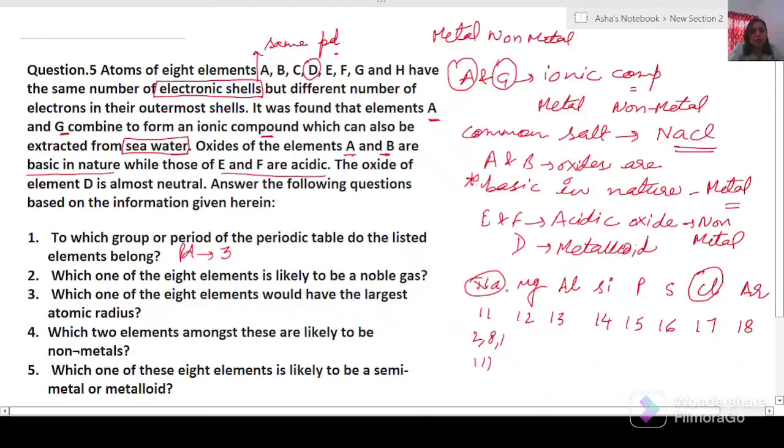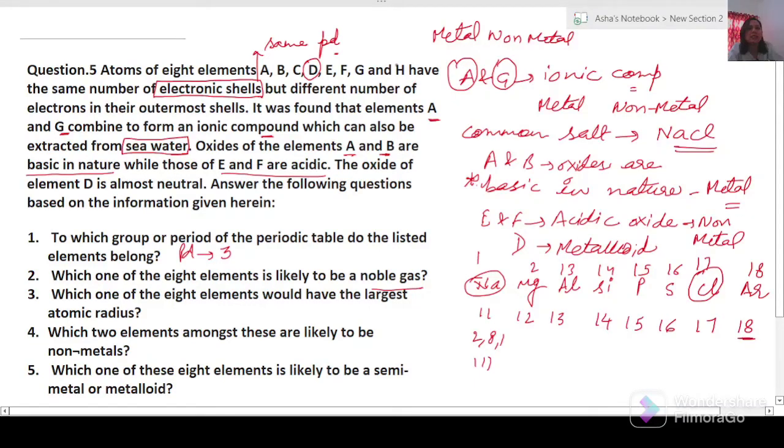The groups will keep on getting different. We just cannot write all the groups. Like sodium, you can write it will be in group 1, then group 2, then 13, then 14, then 15, then 16, then 17, then 18. If you wish to write, you can write like that also, but the period will be 3 here. Which one of the 8 elements is likely to be a noble gas? The noble gas or the inert gas. So obviously it will be argon, which is the last.